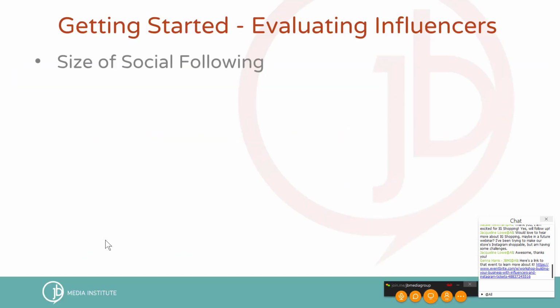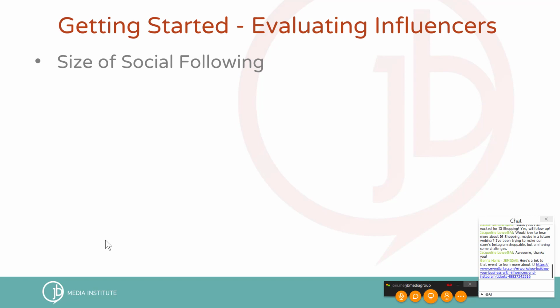So evaluating influencers, there's a couple things you have to do when you're trying to figure out if you want to work with an influencer. You start with the size of their social following. Most influencers have one platform where they're the strongest. It's often either Instagram, Facebook, or YouTube. Then they usually have some presence on all the other platforms, including potentially Twitter and Pinterest, sometimes Snapchat, others as well.